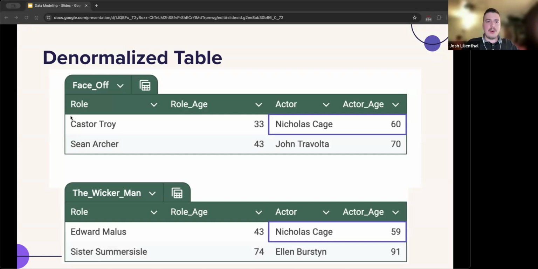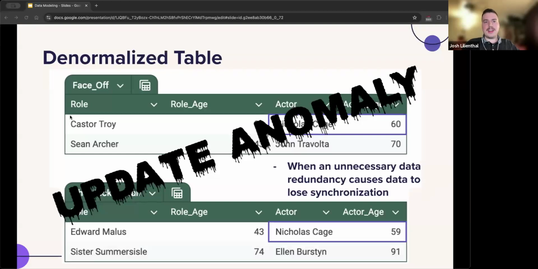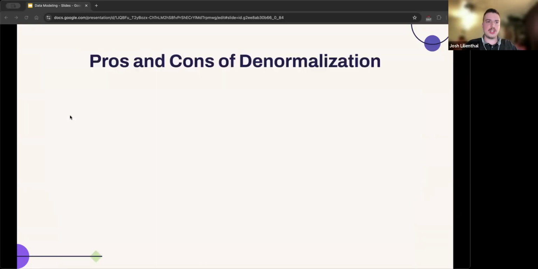I don't know. The point is, because this piece of data, in this case Cage's age, is duplicated, it doesn't update in all locations at once. This is called an update anomaly. That's when an unnecessary redundancy causes your data to lose its synchronization, and it's one of the potential downsides to denormalization. So let's review the pros and cons, right?